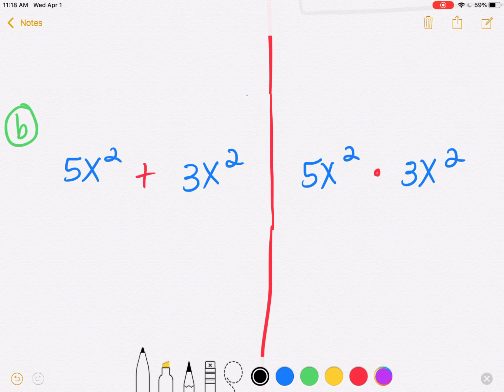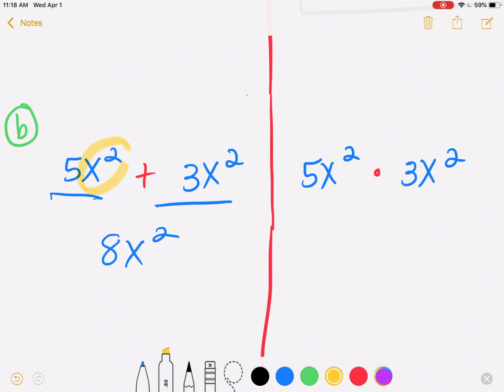Okay, let me do one more problem with you guys. B: 5x squared plus 3x squared, and then 5x squared times 3x squared. Okay, so it's the same. You're multiplying two monomials together. For the first one, you have 5x squared plus 3x squared. If you add those, that'll give you 8x squared, and you can combine them because they both have the x squared term, so you don't add your exponents together. That's the only thing you add. It's not 8x to the 4th. Okay, it's just 8x squared.